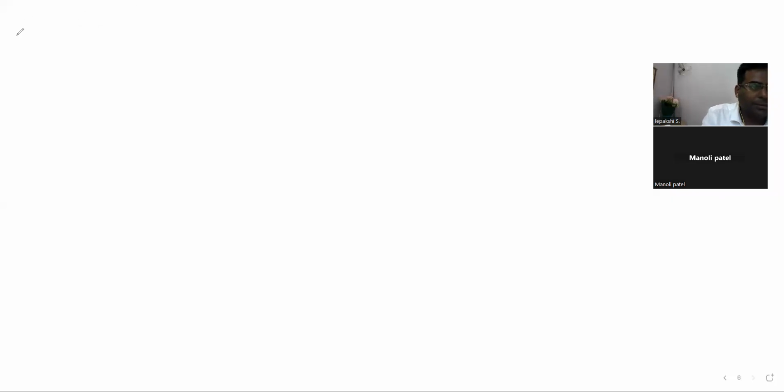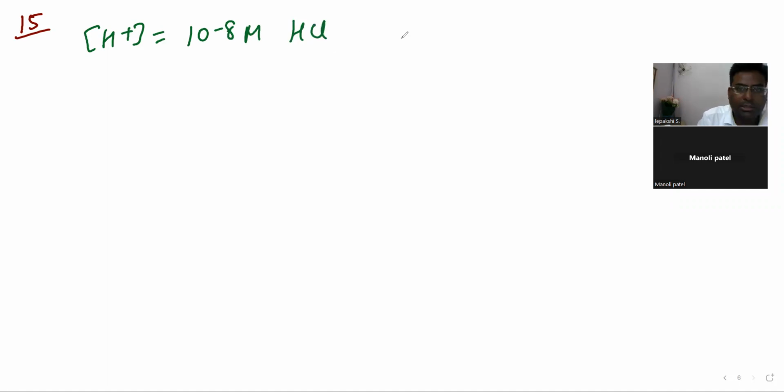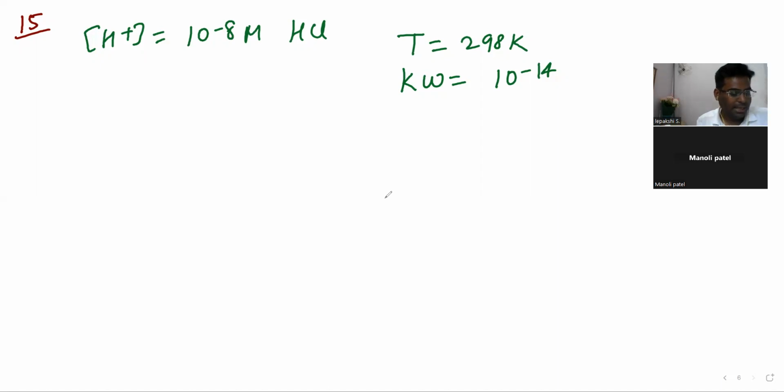Now see question number 15. The hydrogen ion concentration is 10 raised to minus 8 molarity. So the concentration of H plus is 10 raised to minus 8 molarity of HCl, in aqueous solution. Temperature is given, 298 Kelvin. The equilibrium constant for water is given, 10 raised to minus 14. So find the hydrogen ion concentration in the aqueous solution.